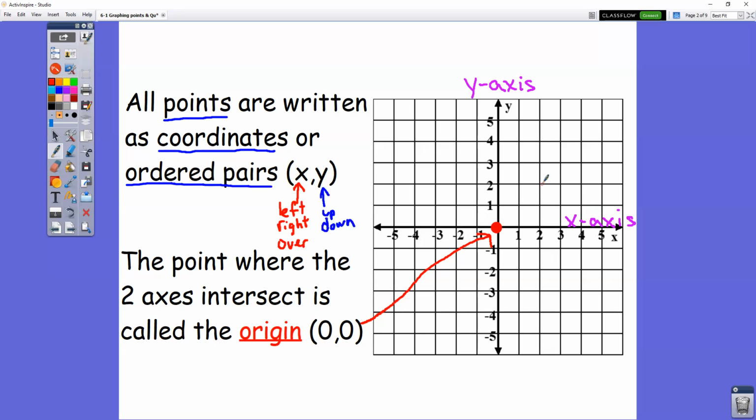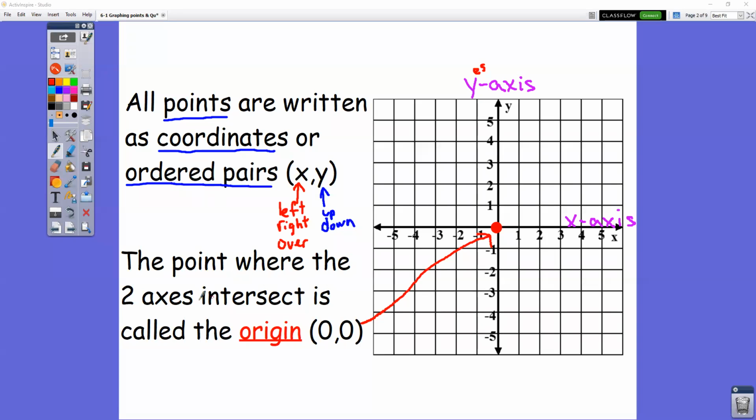An easy way to remember the x-axis versus the y-axis is to think of a word that starts with the letter Y. A very simple word is the word yes. If you nod your head yes up and down, that is the same way that the y-axis goes. So the y-axis goes up and down. The x-axis goes side to side. So when you go to graph your points and write your points, your first number is how many you go left or right. The second number is how many you go up or down.